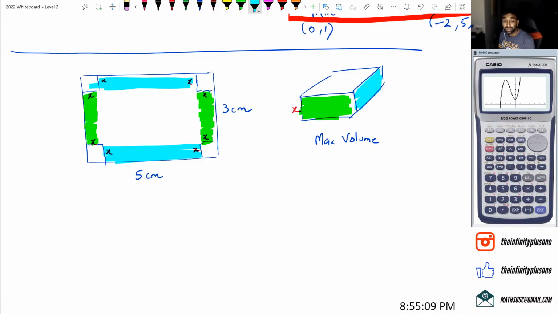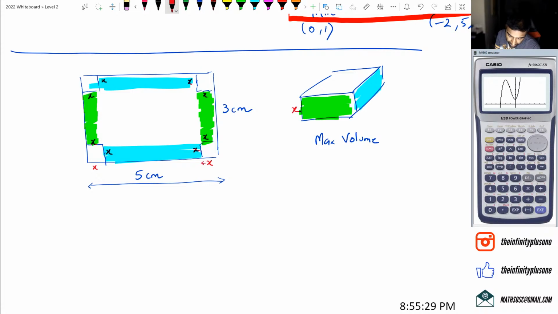The next thing we need to figure out is the length of the blue stretch there, the blue part of the flap. We have got X here, we've got X here, we've also got this entire thing here as 5.